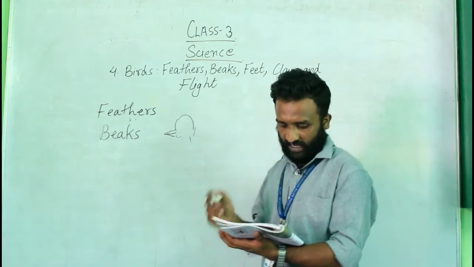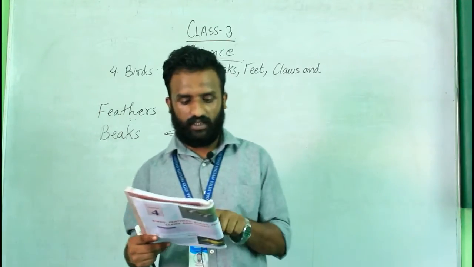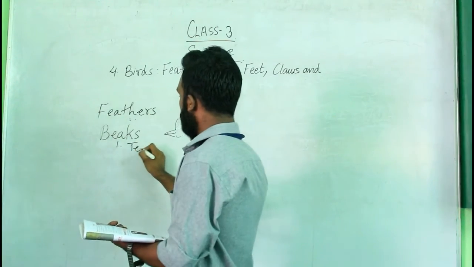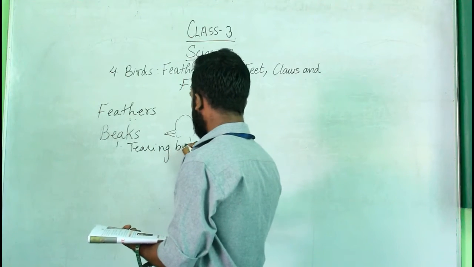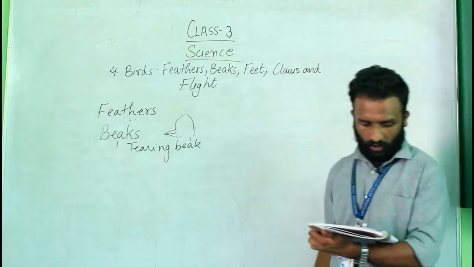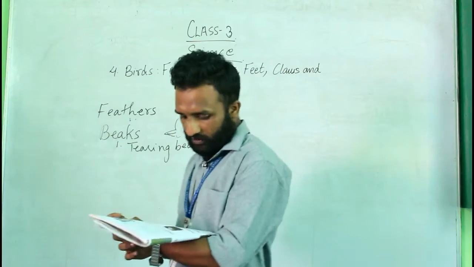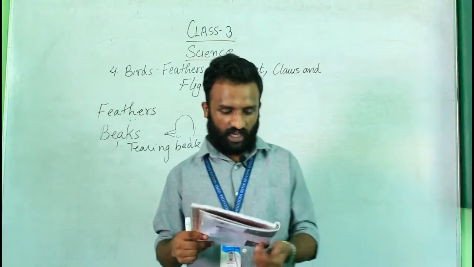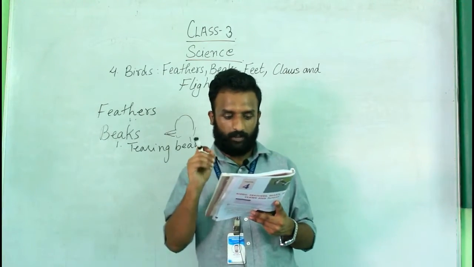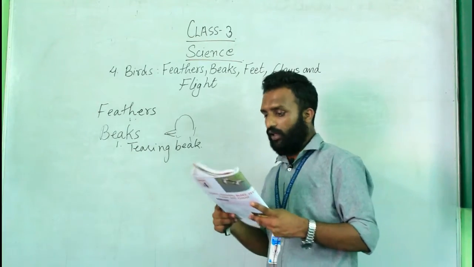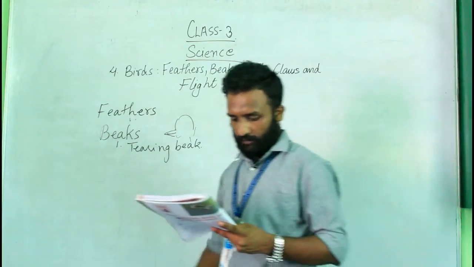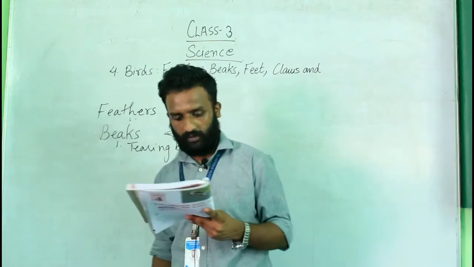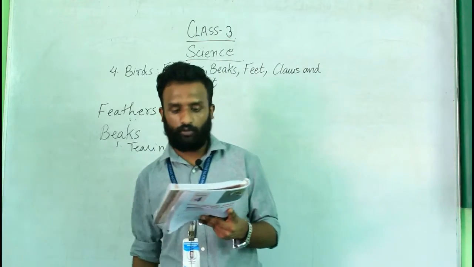The first one given here is the tearing beak. Birds of prey or raptors such as eagles, kites, hawks, vultures and falcons eat flesh. They have sharp hooked beaks that help them tear meat. So these birds eat the flesh of other animals, and their sharp hooked beaks help them to tear the meat.